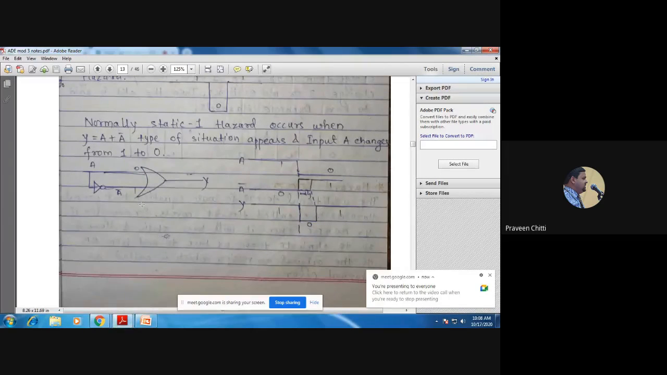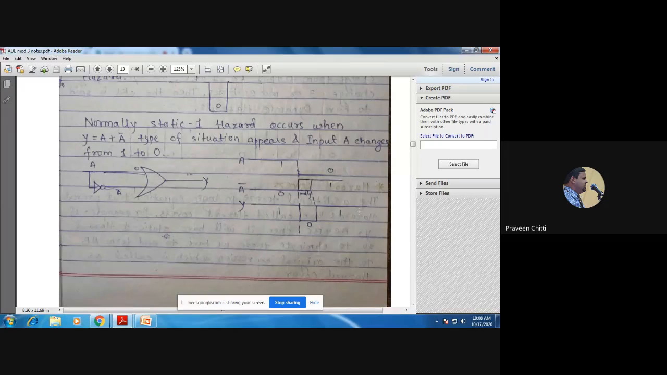Is it clear what is static 1 hazard and where it occurs, which type of circuit it occurs in? When you have y equal to a plus a bar type of circuits, in that case, what happens? Output has to be continuously 1, but momentarily it becomes 0. Hence, the circuit is said to have static 1 hazard. Is that clear? Any doubts here?